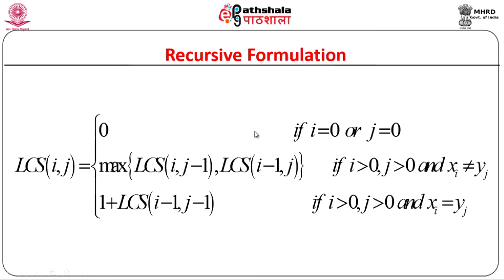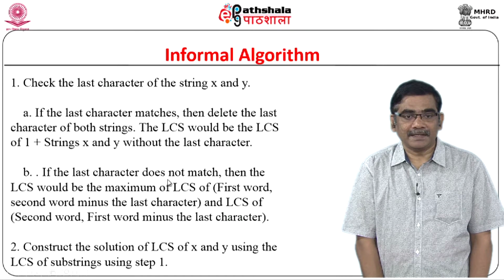So, putting all the definitions together, we can form the recursive formulation. If i equals 0 or j equals 0, in other words this is going to be an empty string, then the match is going to be 0. If the characters do not match, it is going to be the max of the two subproblems. Otherwise, if the characters match, it is going to be the LCS of i minus 1, j minus 1 plus 1. This is the recursive formulation.